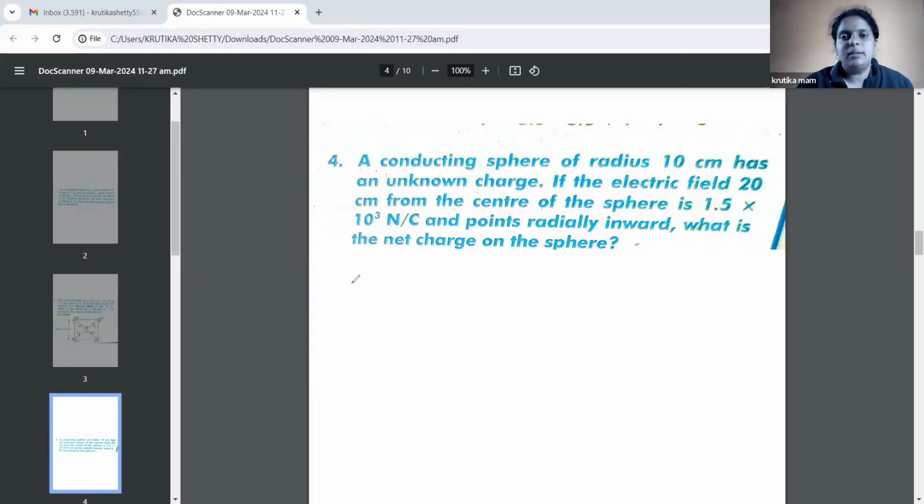So see here, a conducting sphere of radius 10 centimeter has an unknown charge. If the electric field 20 centimeter from the center of the sphere is, okay, this is the electric field value they have given. Let us write the electric field value. The electric field value is 1.5 into 10 raised to 3 Newton per coulomb and points radially inward. What is the net charge on the sphere?